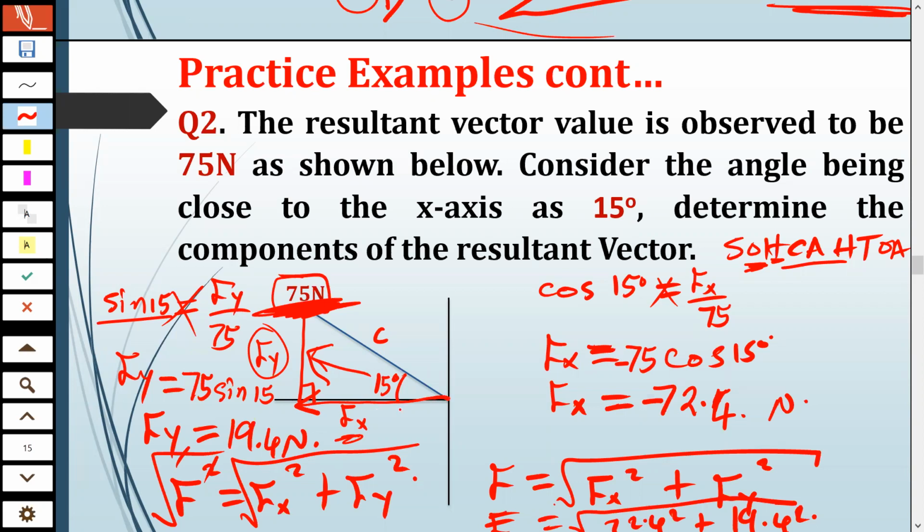Yeah, so I forgot to add the direction there. The negative shows that it's going towards the negative x-axis. And then the F in the y, it's going up, so this one is still positive. So the direction here is negative. I mean, the solution there should be negative 72.4.